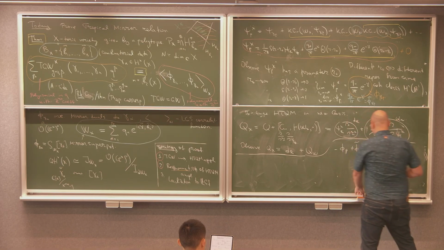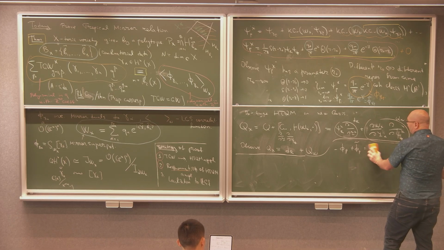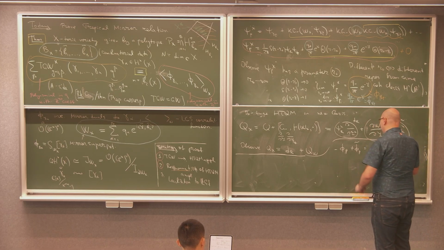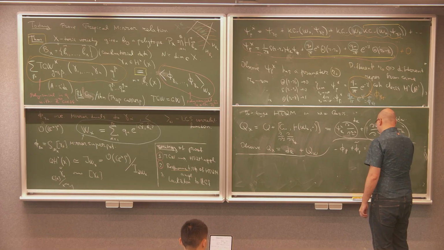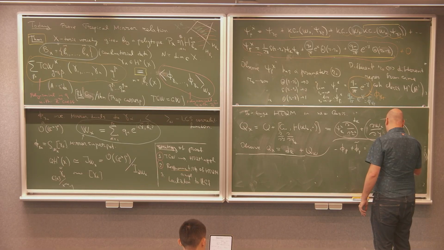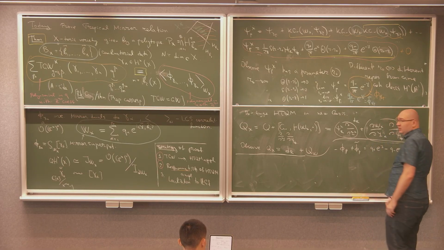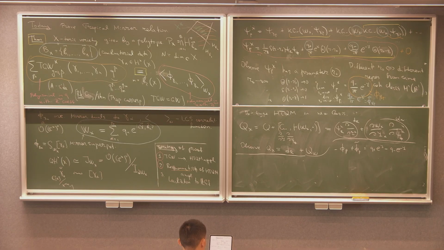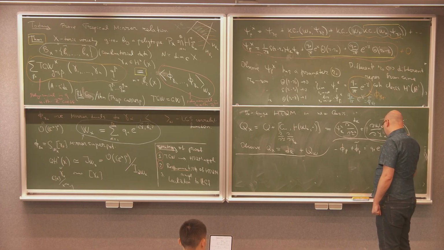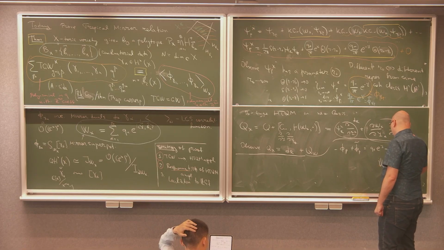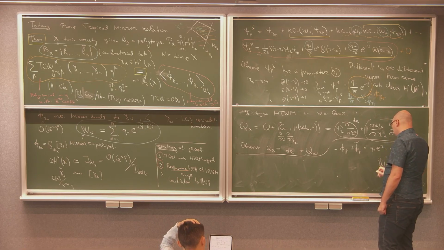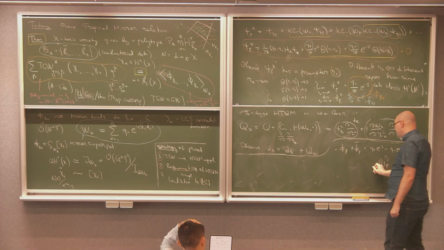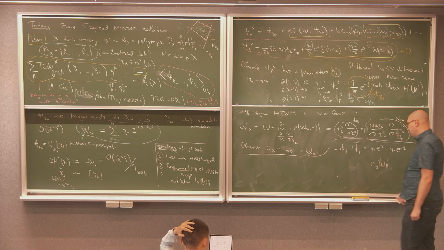Let me even take a different combination. Phi p tilde minus phi p. So that will be q plus e to the y minus q minus e to the minus y. But this thing is nothing but the y derivative of the mirror superpotential.